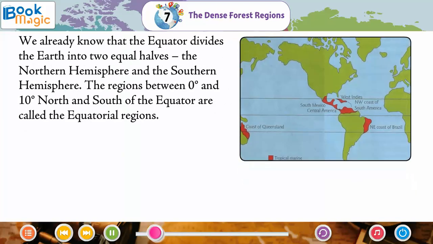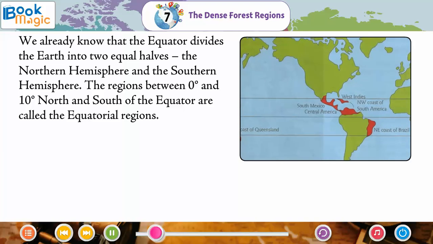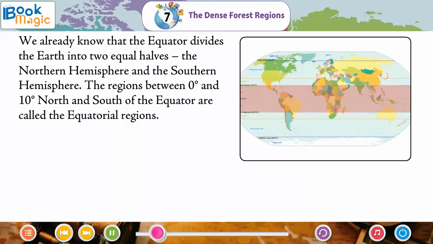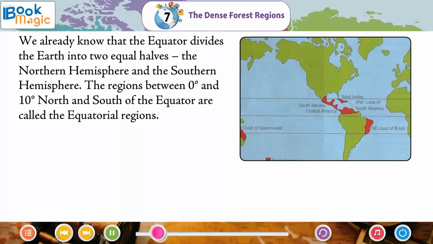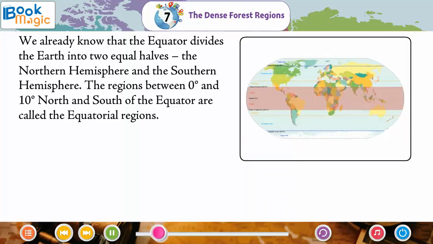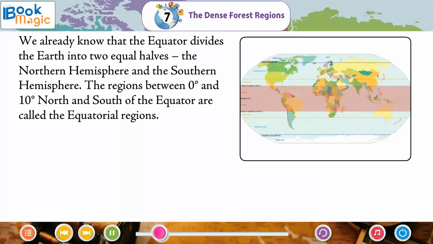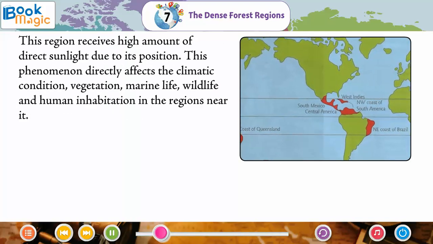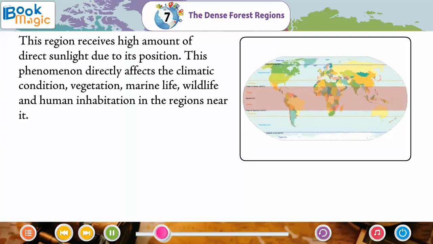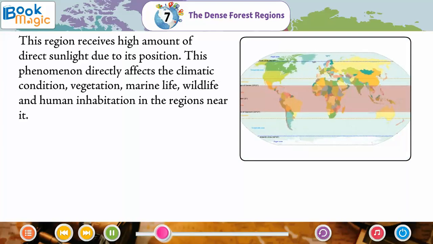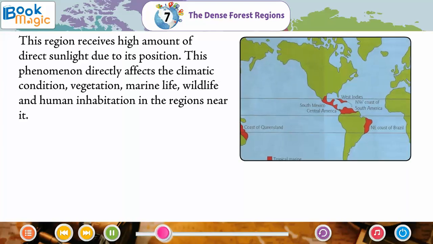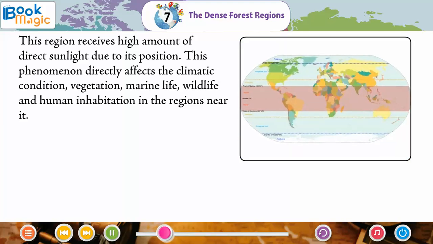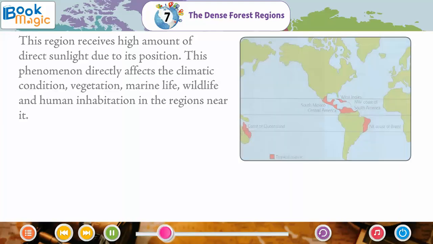We already know that the equator divides the earth into two equal halves, the northern hemisphere and the southern hemisphere. The region between 0° and 10° north and south of the equator is called the equatorial region. This region receives a high amount of direct sunlight due to its position. This phenomenon directly affects the climatic condition, vegetation, marine life, wildlife and human inhabitation in the regions near it.